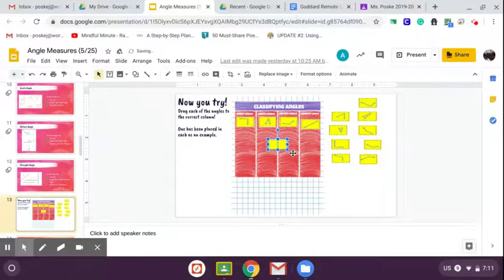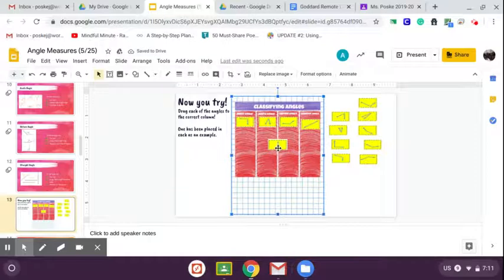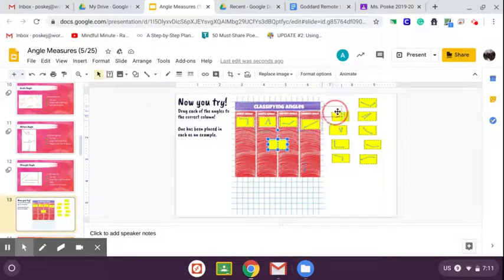If you're unsure, what I would do is I would put it in the middle and I would say, does this look exactly like this? Yes or no? Does this look exactly like this? Yes or no? Or does this look exactly like this? Yes or no? And whichever one you think yes, you're going to put it in your column. Okay?